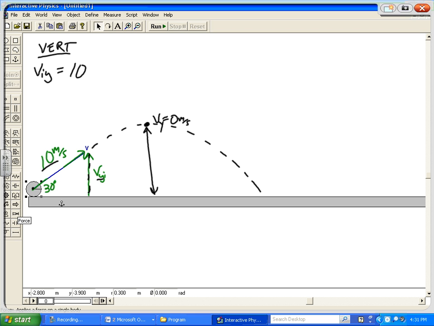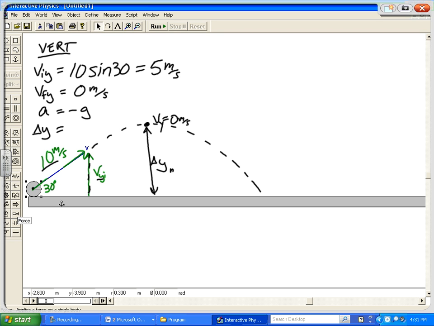We know that the ratio of opposite to hypotenuse is the sine function, so we relate those two by the sine of 30 degrees. Your initial velocity upwards is actually 5 meters per second, and we can use that. We also know the final velocity in the y direction is 0 meters per second. The acceleration, since we're on Earth, is negative g, or negative 9.8 meters per second squared. And the change in y position, that's what we need, we'll call y max.